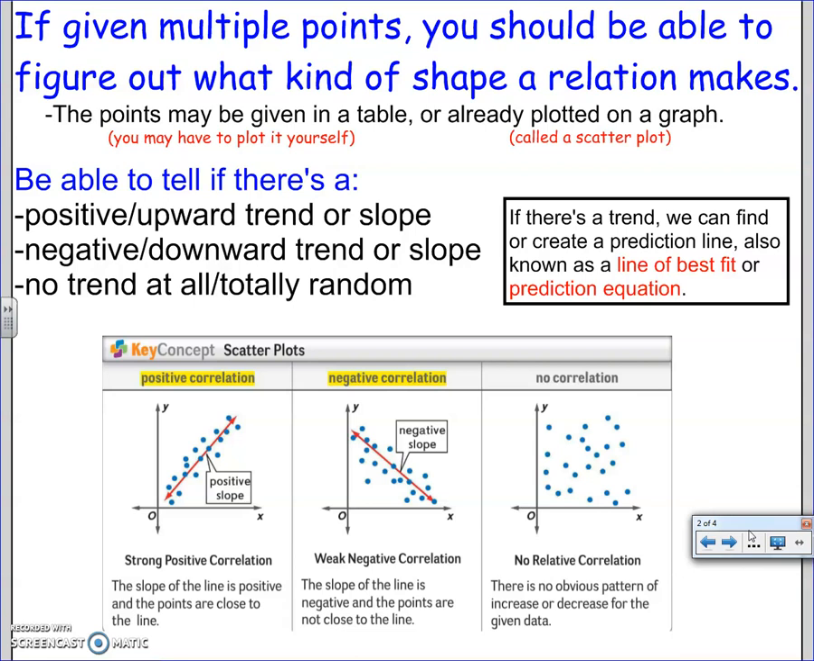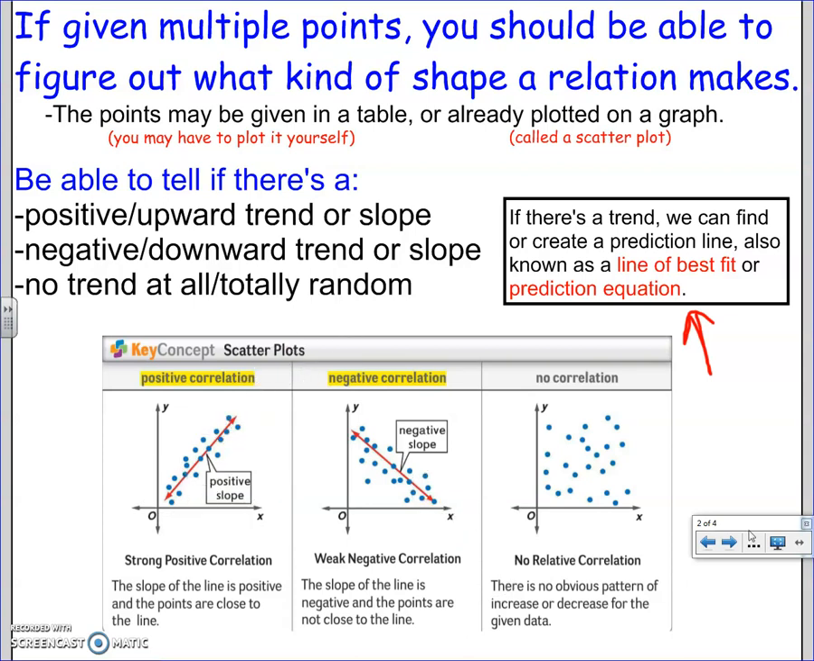But if there's a trend, we can create a prediction line, also known as the line of best fit or prediction equation. In these pictures down here, it's this red line. That's the prediction line. We can extend it to make future guesses. Say I had an x value way out here, I could say, oh, it should be around there. If I had an x value out here, it should be somewhere down there. So this is very powerful.